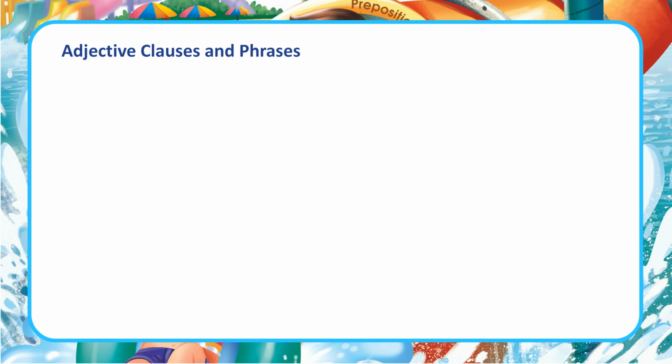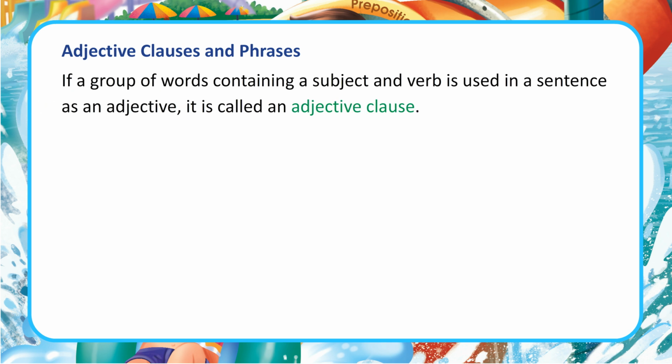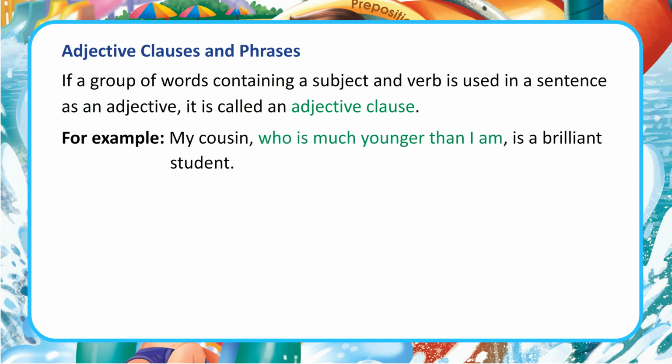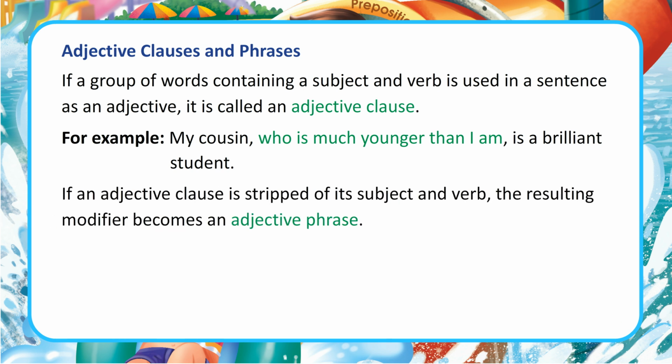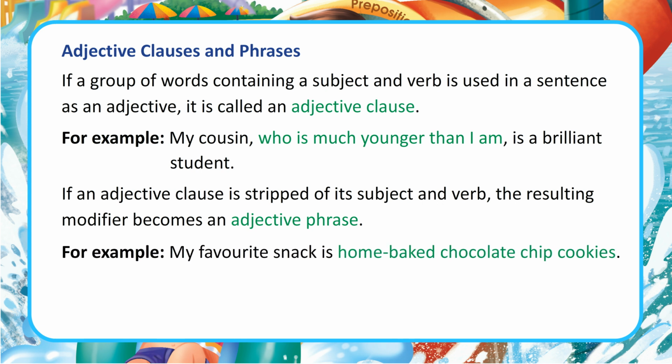Adjective clauses and phrases. If a group of words containing a subject and verb is used in a sentence as an adjective, it is called an adjective clause. For example, my cousin, who is much younger than I am, is a brilliant student. If an adjective clause is stripped of its subject and verb, the resulting modifier becomes an adjective phrase. For example, my favorite snack is home-baked chocolate chip cookies.